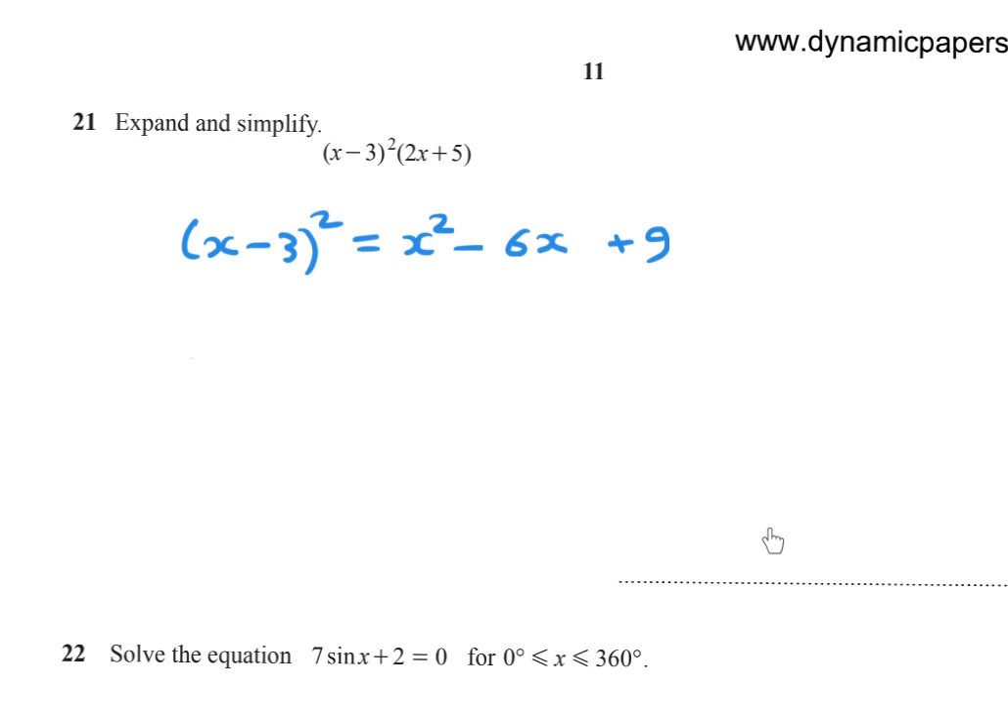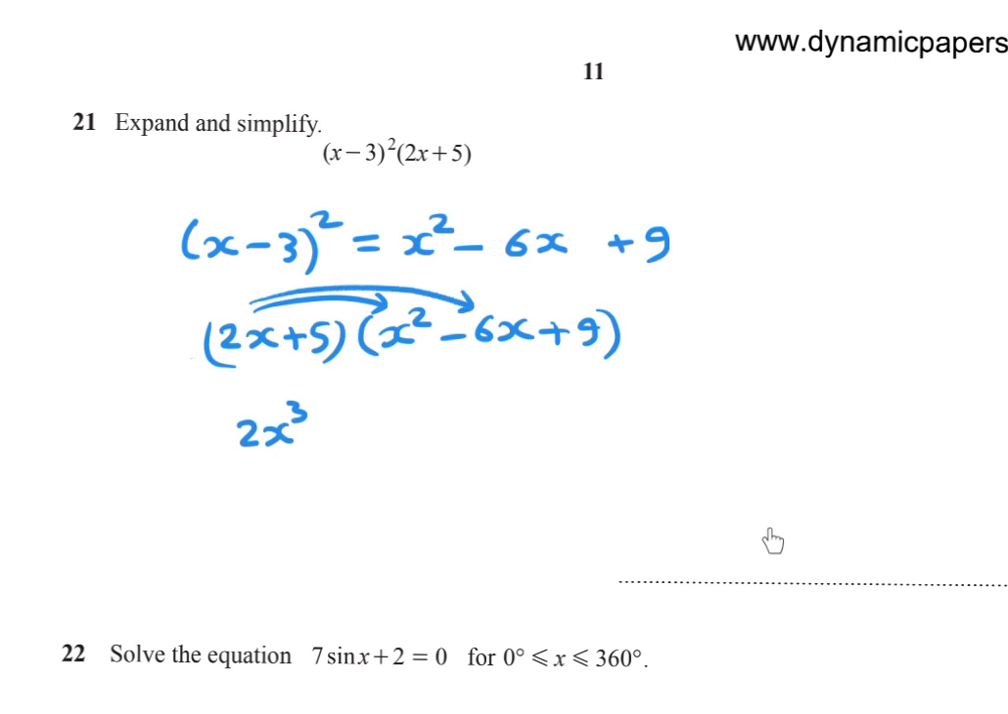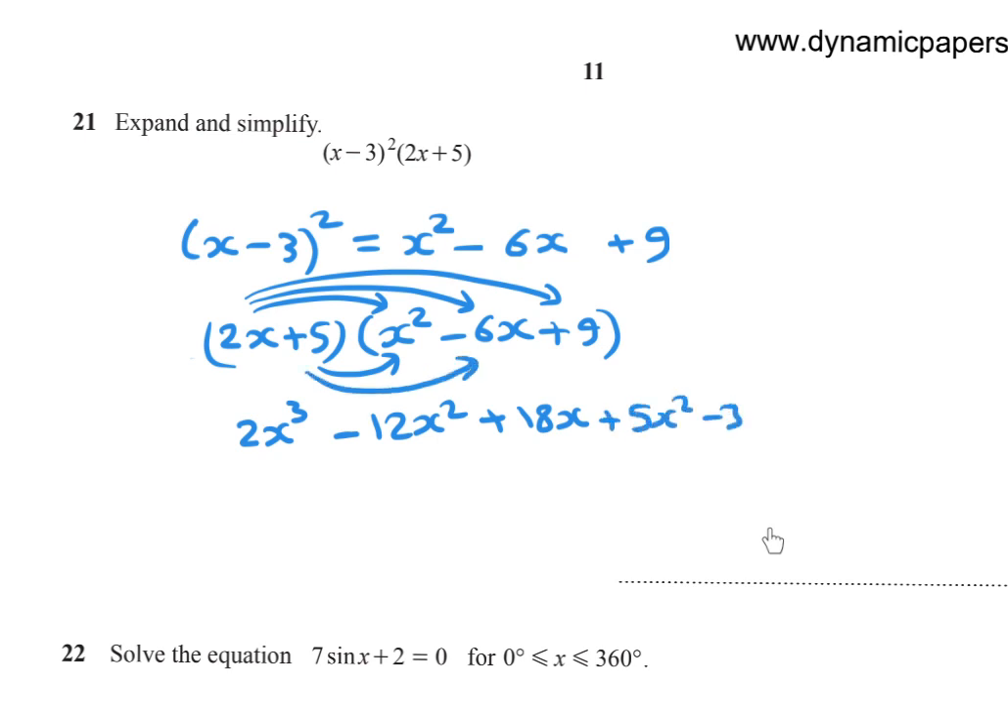Now we need to multiply this expression by 2x plus 5. So 2x plus 5 times x squared minus 6x plus 9. 2x times x squared equal to 2x power 3. 2x times negative 6x, negative 12x squared. 2x times 9, 18x. 5 times x squared, 5x squared. 5 times negative 6, negative 30x. And 5 times 9, 45.